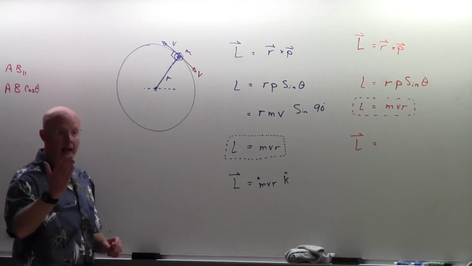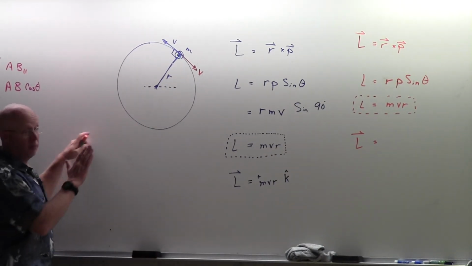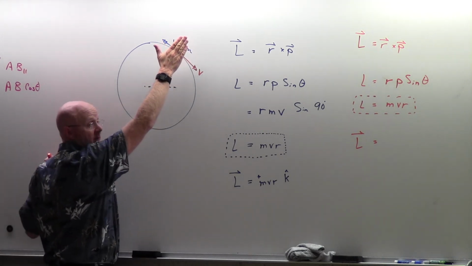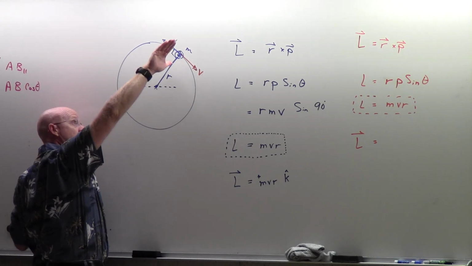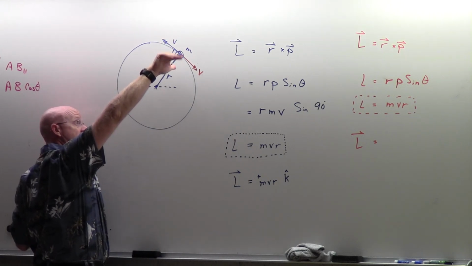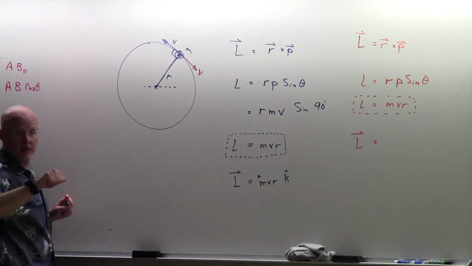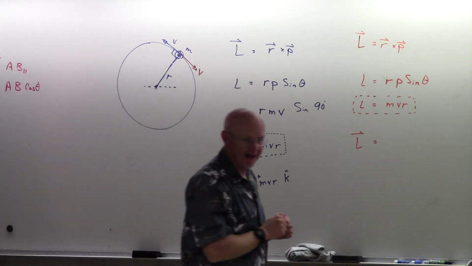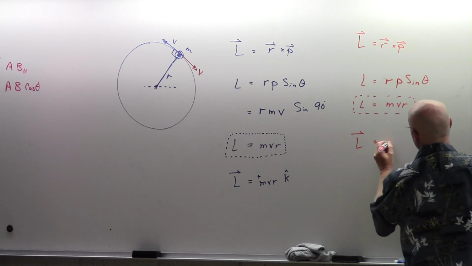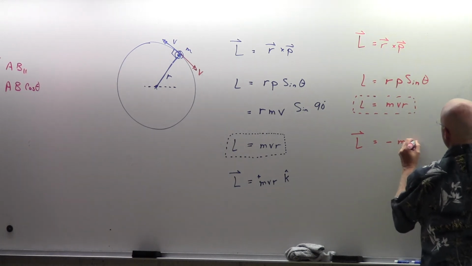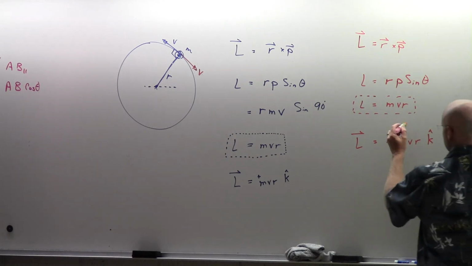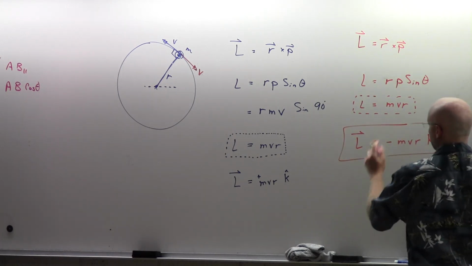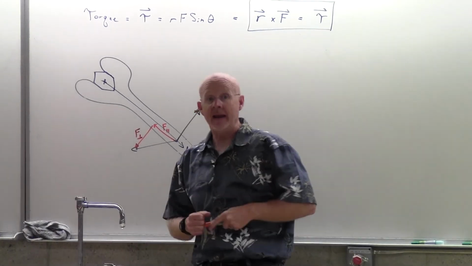I mean, let's see. So I'm going to take my right hand, and I am going to put my fingers in the direction of R. I am then going to adjust my palm so that I can close towards the P. And which way is my thumb pointing now? Yeah, good. Into the board. So that's a negative mvr in the k hat direction. And so I would have an angular momentum that is into the board. Now that doesn't surprise you.